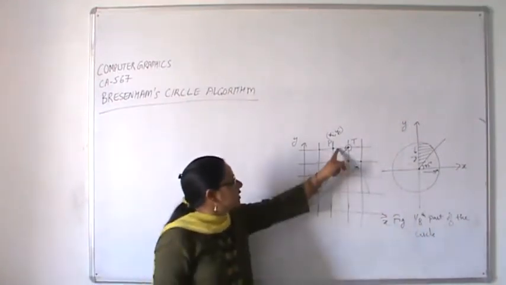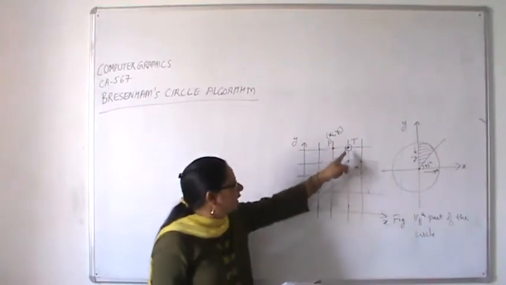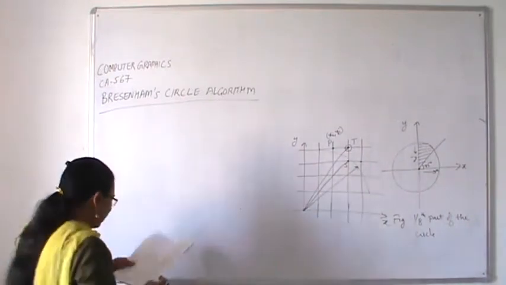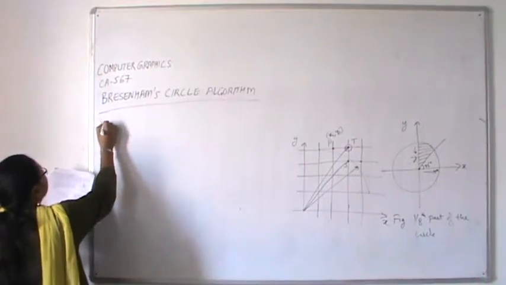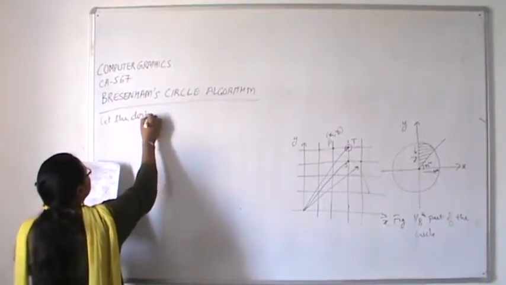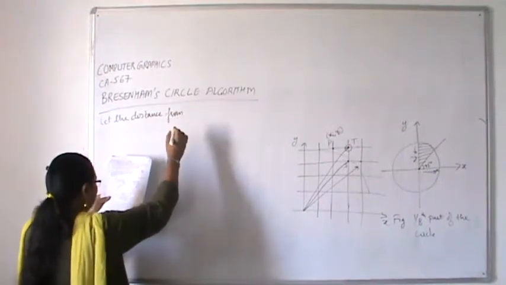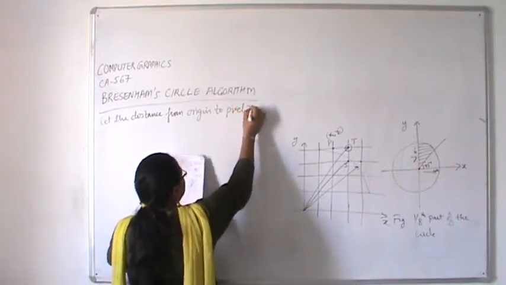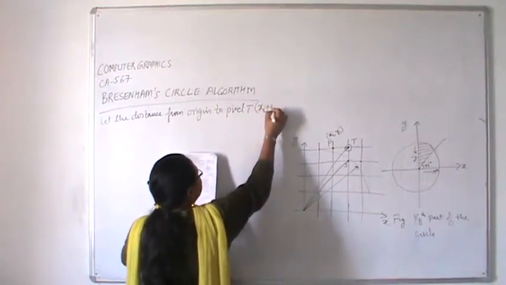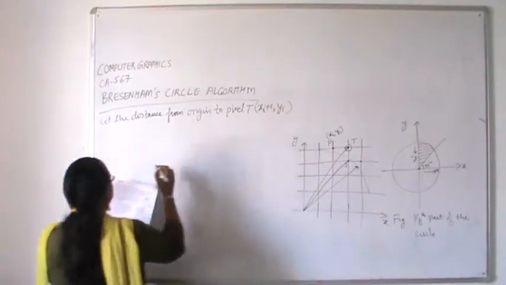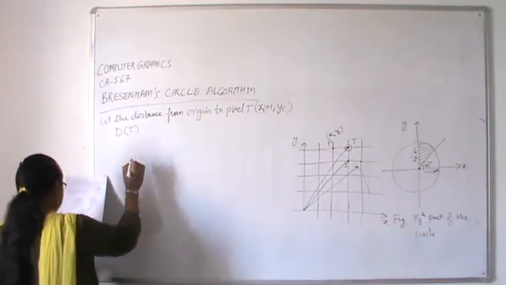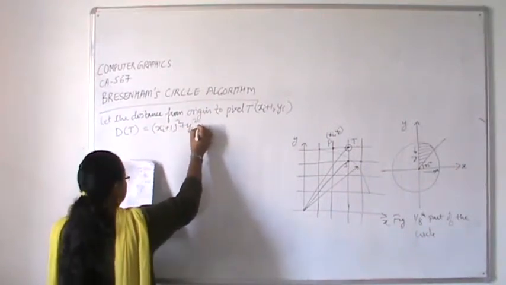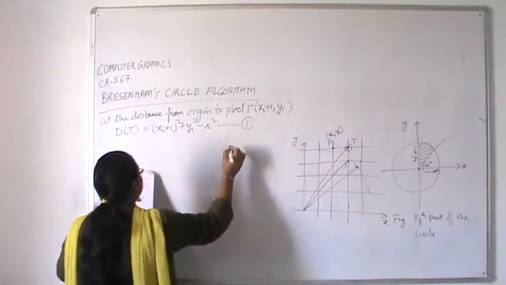We assume that P has the coordinates xi and yi, and we have to find out whether T is nearest to the true circle or S is nearest to the true circle. So let the distance from origin to pixel T, which has the coordinates xi plus 1 and yi, be d of t, equivalent to (xi plus 1) whole square plus yi whole square minus r square. So this is our equation number 1.